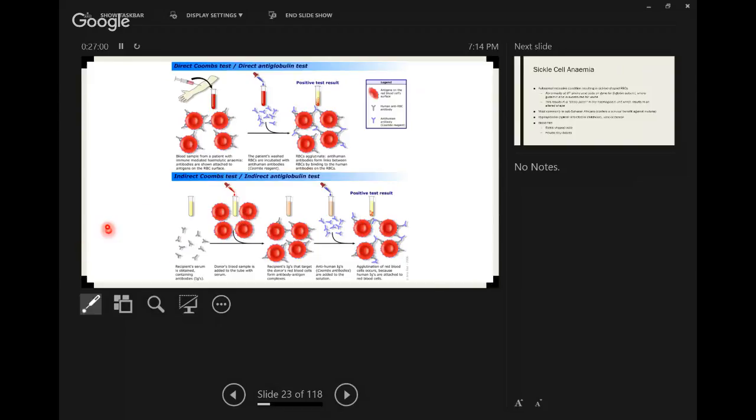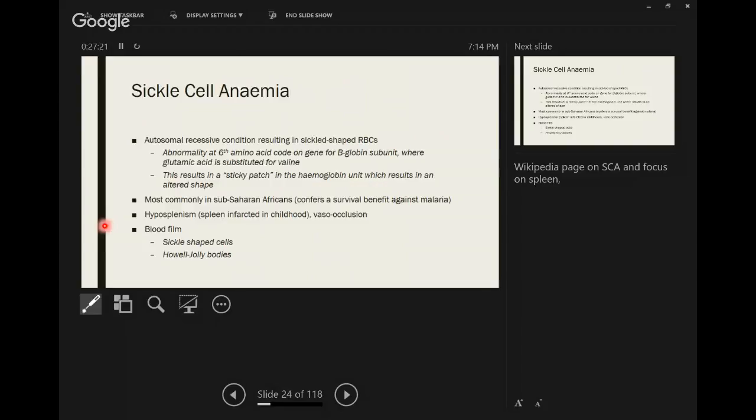So you use the recipient serum and the donor blood, you mix them together, and you see, do they react, do they agglutinate? Because if they do, then that's going to cause intravascular hemolysis if you give that blood as a transfusion. So a positive indirect Coombs test means you can't transfuse, negative means you can. Any questions on that? No.